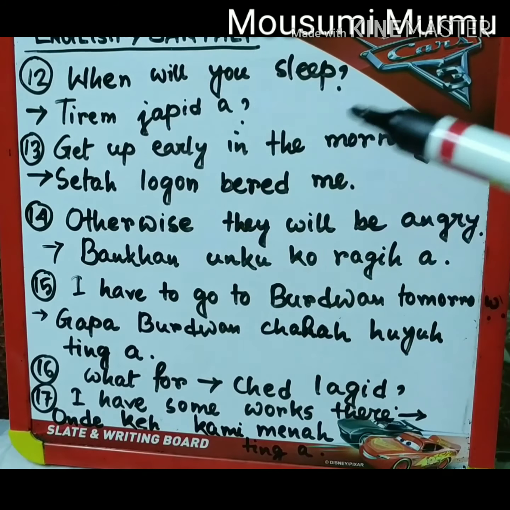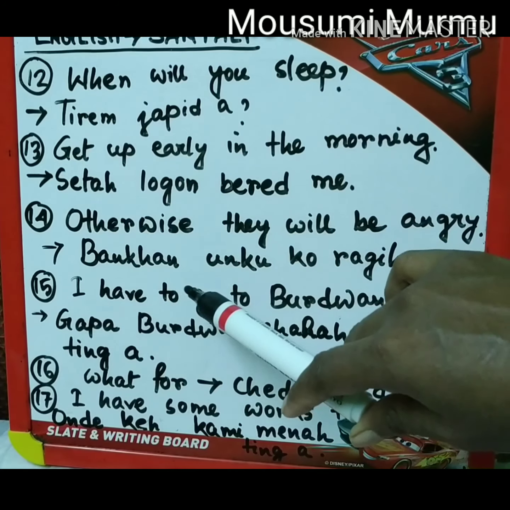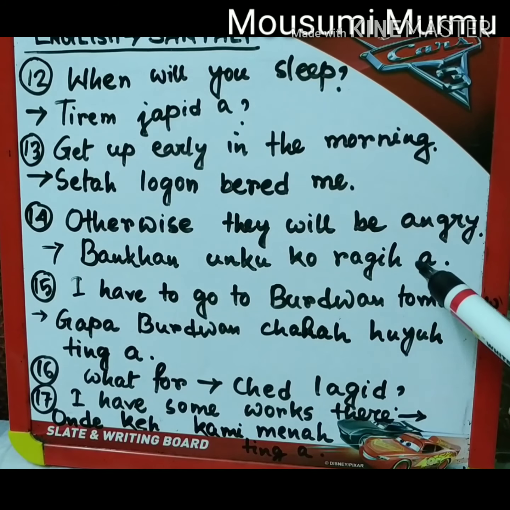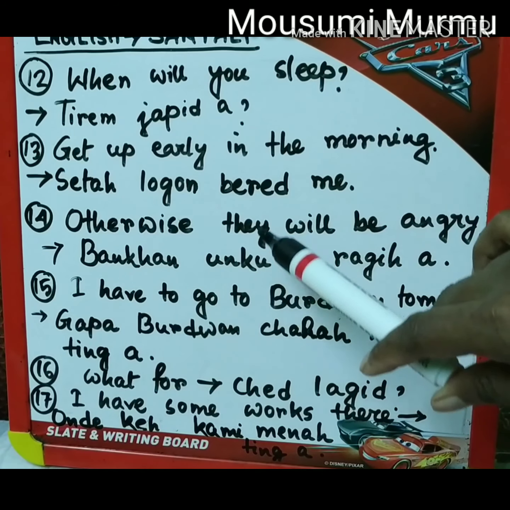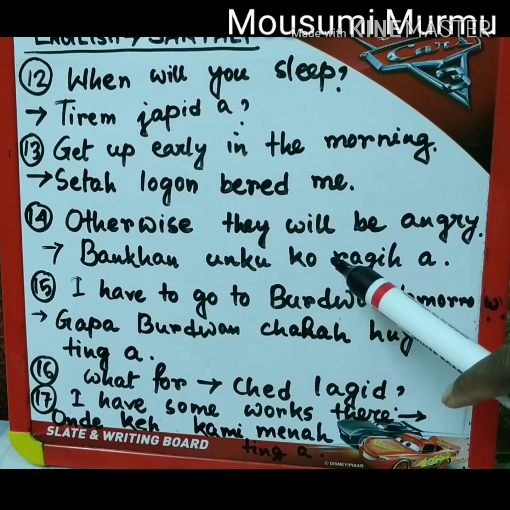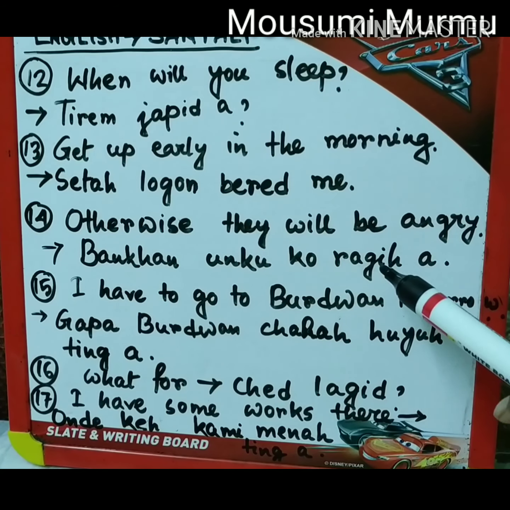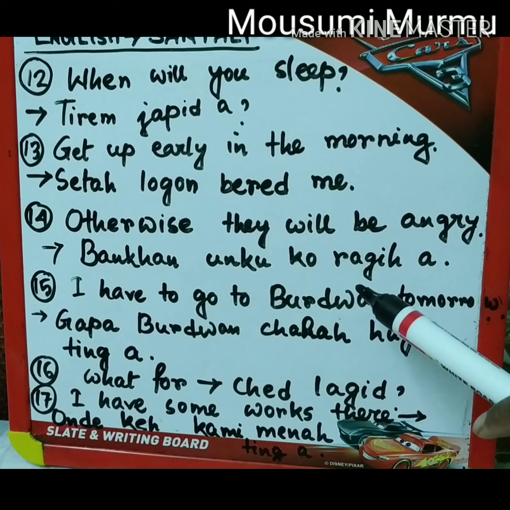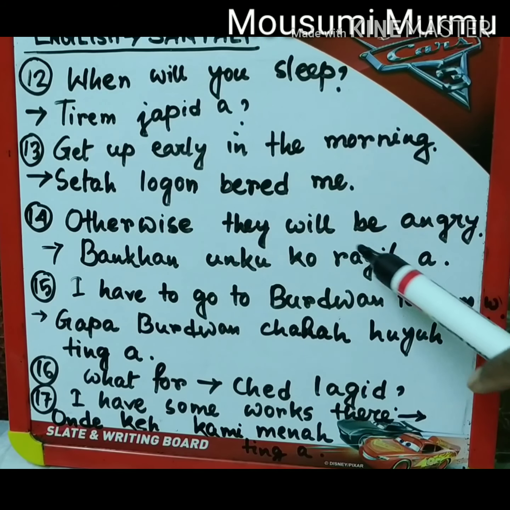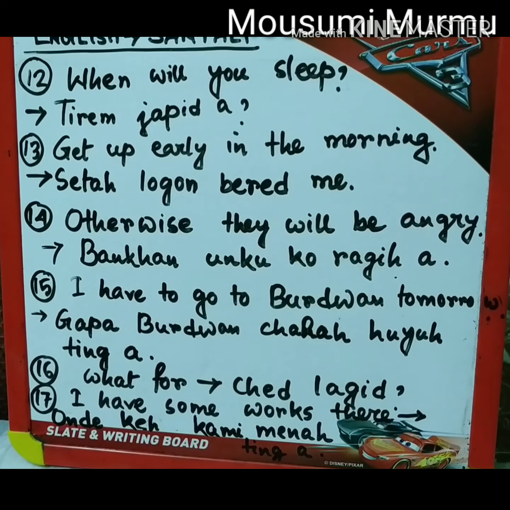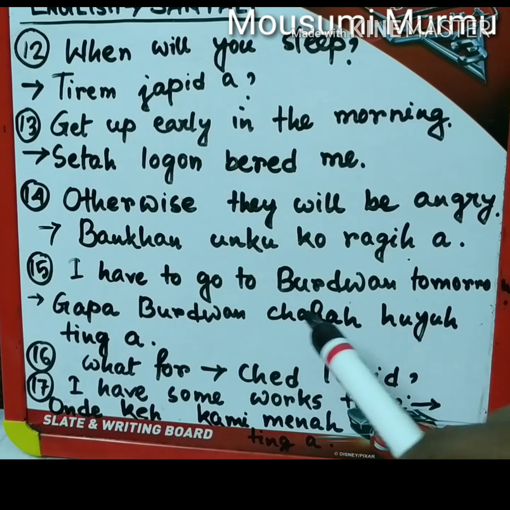Next line. Otherwise, they will be angry. In Santali, bankhan unku ko ragi a. Bankhan means otherwise. Unku means they. Unku ko means they. Ragi means angry. Ragi a means will be angry. Next line. I have to go to Bardhaman tomorrow.